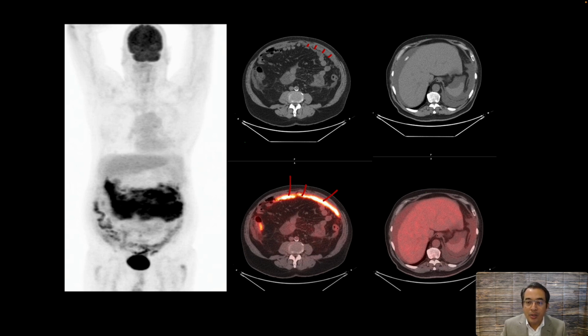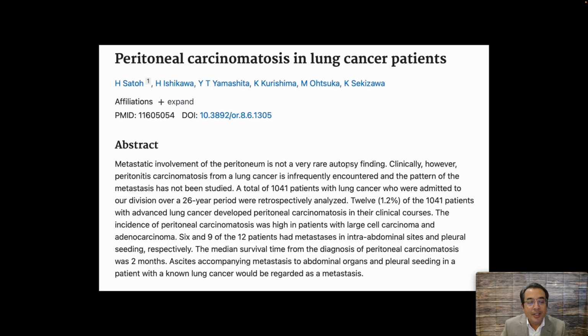The other images show that there is non-FDG avid ascites seen here as free fluid around the liver and also around the spleen. So what kind of lung cancer does this patient have? This is a review article on peritoneal carcinomatosis in lung cancer patients, and these authors say that it is the large cell carcinoma and adenocarcinoma patients that are predisposed to or develop peritoneal carcinomatosis.